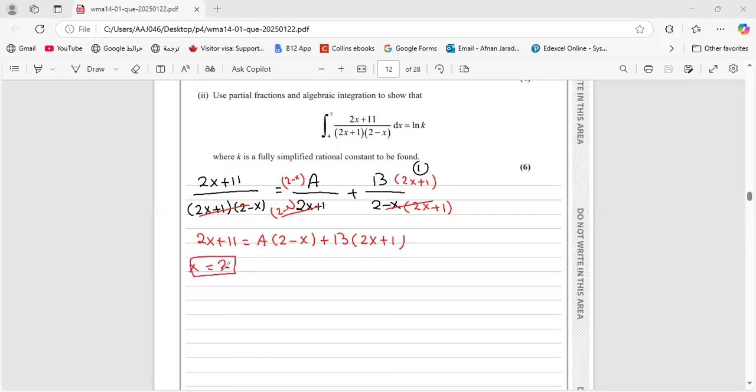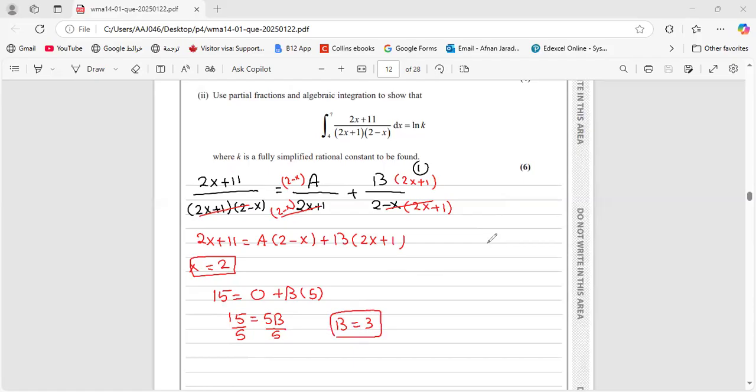If you substitute x equals 2, a will be 0. 2 multiplied by 2 here equals 4. 4 plus 11, which equals 15, equals 0 plus b multiplied by 5. So 15 equals 5b, divided by 5 both sides. So b equals 3.